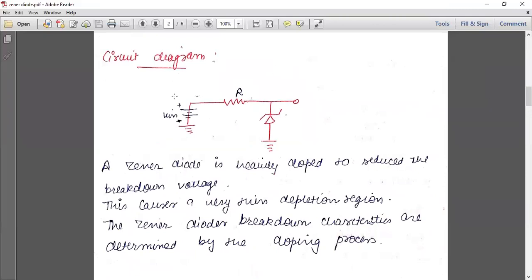In the circuit diagram, a Zener diode is connected in series with a resistance, which is also connected to the battery supply. A Zener diode is heavily doped to reduce the breakdown voltage. So we specially design the Zener diode. We heavily dope the Zener diode so that we can reduce the breakdown voltage. This causes a very thin depletion region. The Zener diode breakdown characteristics are determined by the doping process.